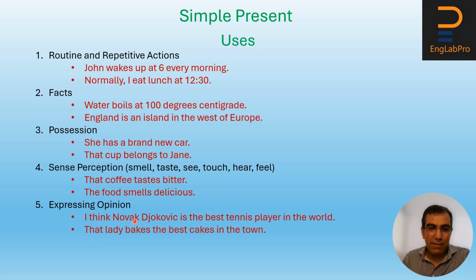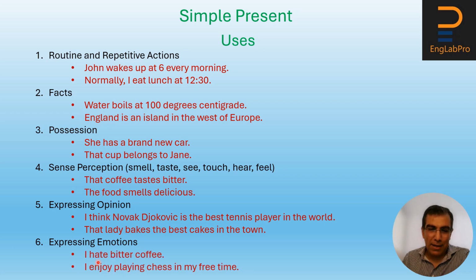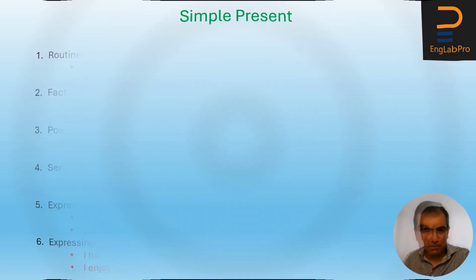The fifth one is expressing opinion, when you talk about what you think about somebody or something. I think Novak Djokovic is the best tennis player in the world, or that lady bakes the best cakes in the town. It means that this is my opinion. I believe that this is happening. I mean, she makes the best cakes in the town. And the last one is expressing emotions, like I hate bitter coffee, I enjoy playing chess in my free time. I mean, with the verbs that show emotions. Love, hate, enjoy. These are the verbs that normally go with simple present.